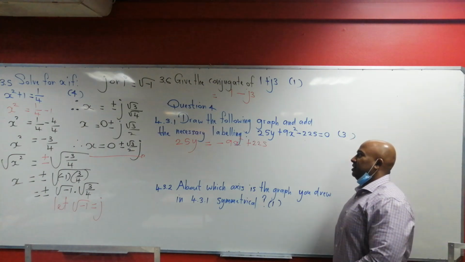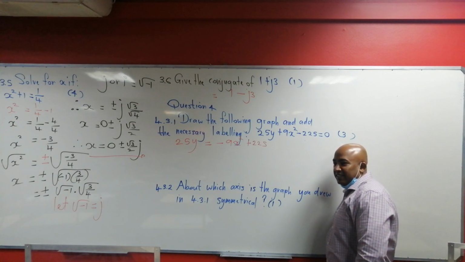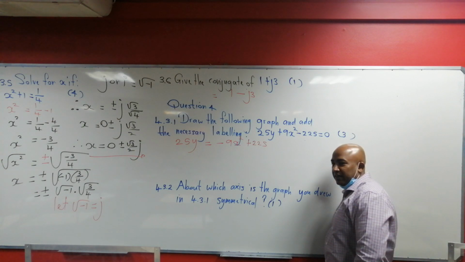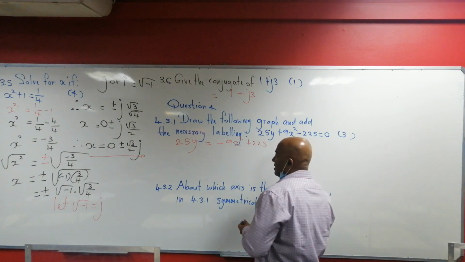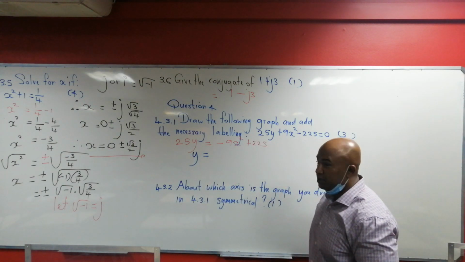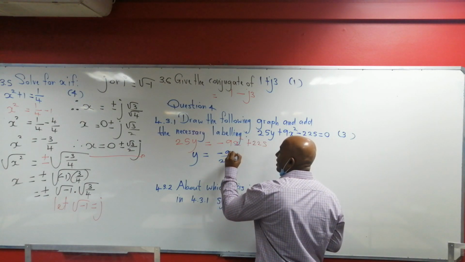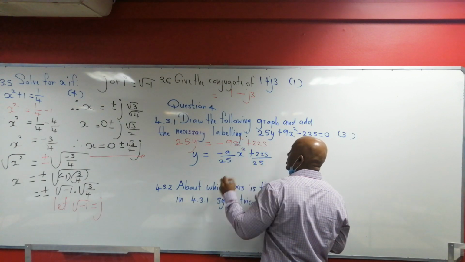Maybe they were supposed to put a y squared and make this an ellipse. It seems like that, because why would you make a question like this here now? When you divide by 25, look what's going to happen. y is going to equal, I have to divide the whole equation by 25. So that's going to be minus 9 over 25 x squared plus 225 over 25.